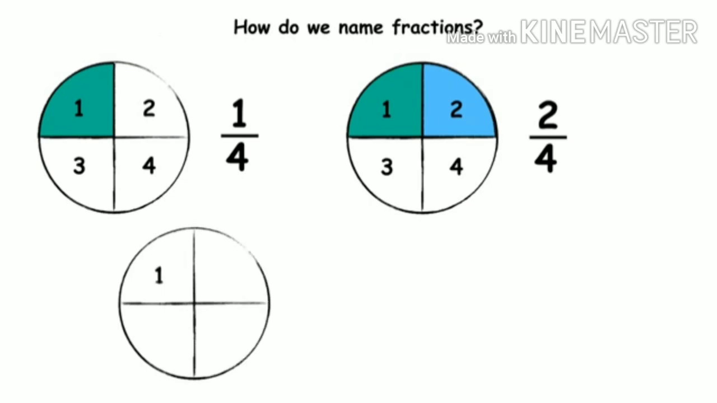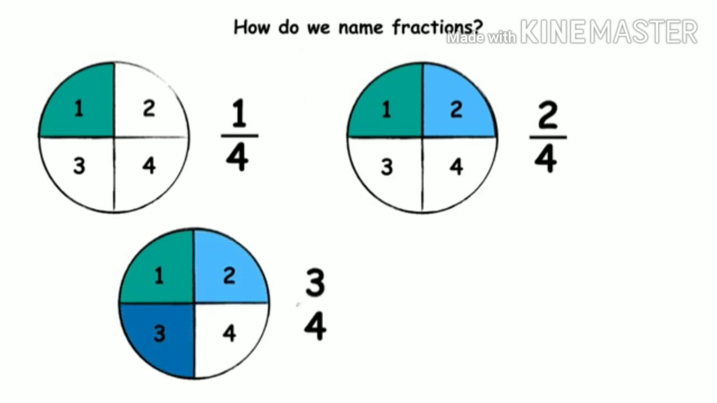This circle has also been cut into 4 equal pieces. There are 4 pieces in total. I am going to colour in 3 of the 4 equal pieces. I have coloured in 3 pieces out of 4. When we have 3 pieces out of a possible 4, we have 3/4.